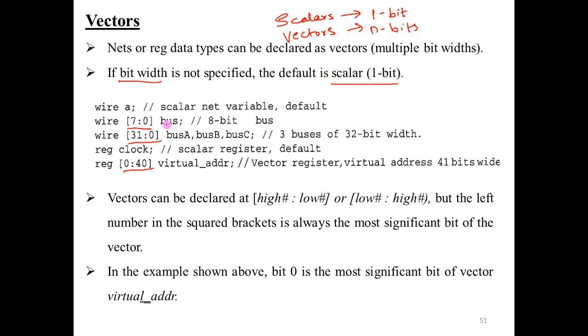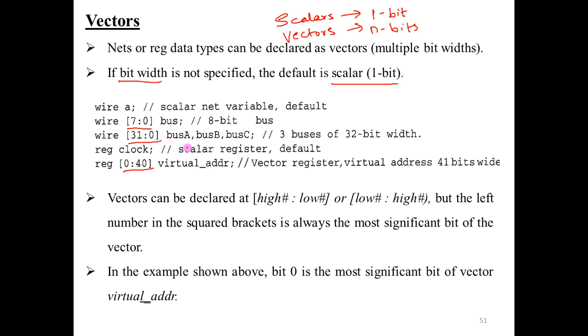Wire 7 down to 0 bus means bus is a variable or identifier of type wire or reg, of net type, which has got 8 bits. Fine. So it is called an 8-bit variable with the name bus. Here it is 31 down to 0. So it starts from 31 down to 0, which is 31 plus 1 extra bit, 32 bits actually.